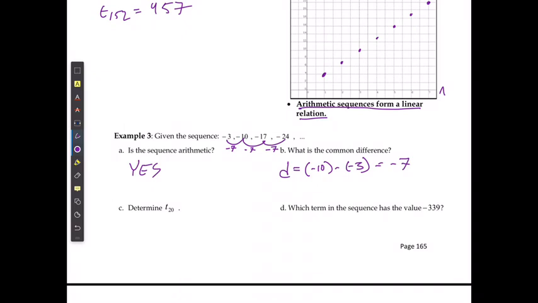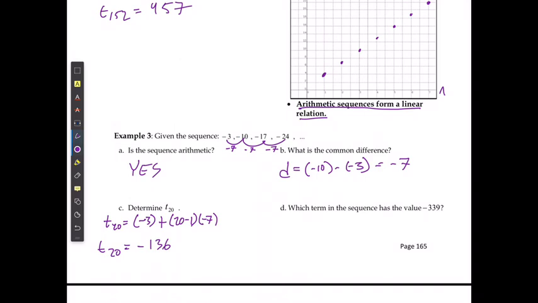What is the value of term 20? Well, term 20 is going to equal the first term, -3, plus 20 minus 1 times -7. The 20th term is going to be -136.